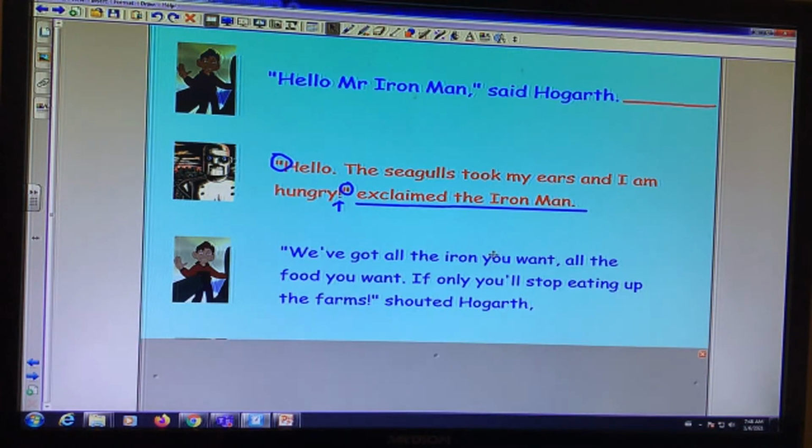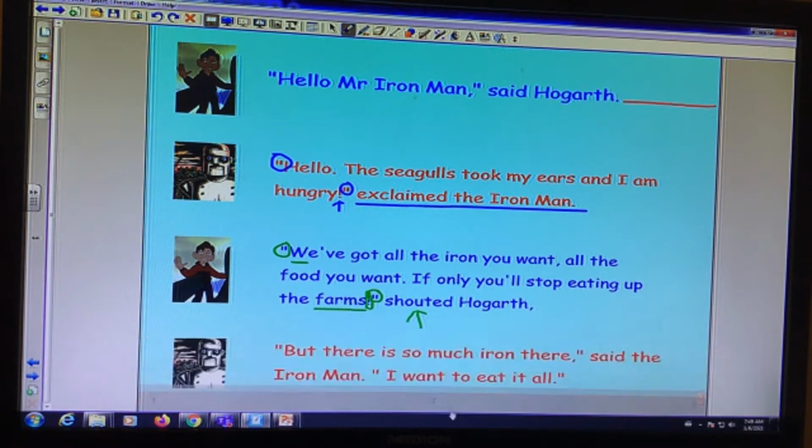Let's just check. Have we got all the things in the right place? Have a look, read through, make sure we've got everything we need. Do we have the opening speech marks? Yes, we do. We've got our first word with the capital letter. Brilliant. We've got our sentence. We've got another sentence. If you'll stop eating up the farms. The word farms is the last word he says. We've got some punctuation before the speech ends. We've got the closing speech marks. We also know how the character has spoken and shouted Hogarth.